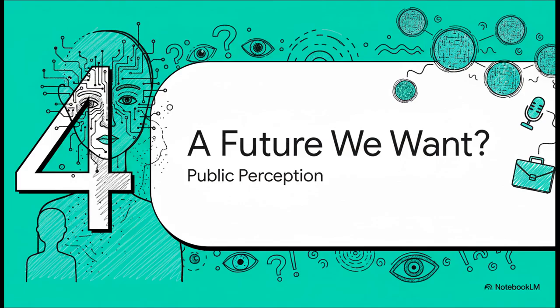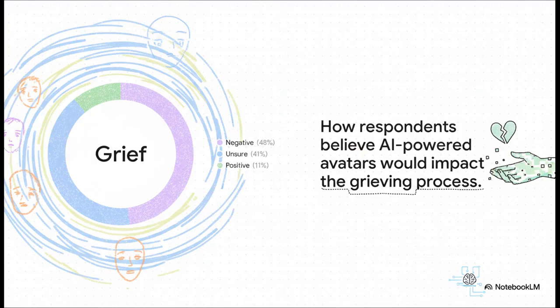So, the tech is here, the ethical questions are huge, but what do people actually think about all this? Let's take a look at what some survey data tells us about where we as a society draw the line with these digital ghosts. When people were asked how these AI avatars might impact grieving, the results are pretty telling. Almost half, 48%, said they think the impact would be negative. And look at this, a massive 41% said they just don't know. That shows you how uncertain we all are. Only a tiny slice, just 11%, saw it as a positive thing.